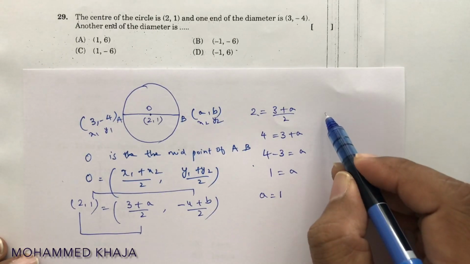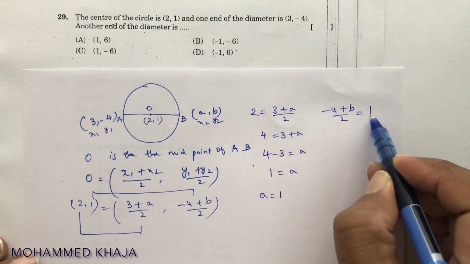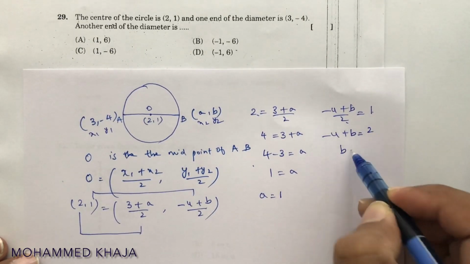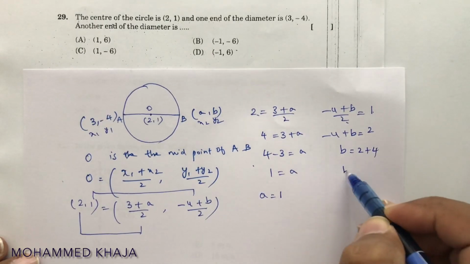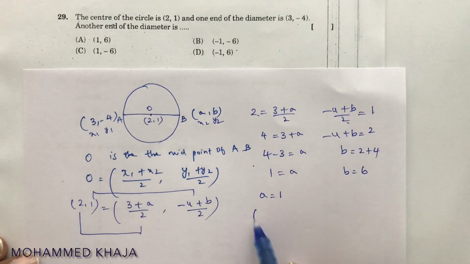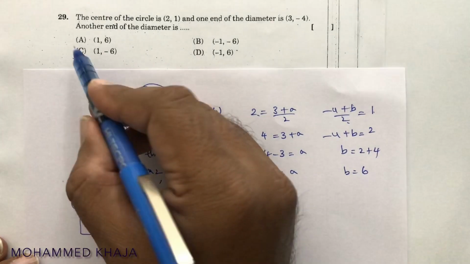In the same way, for the second one, (-4 plus b) by 2 is 1. -4 plus b is 2 times 1, which is 2. b is 2 plus 4. b is 6. So the value of b is 6. So the answer is (1, 6). The correct option is A.